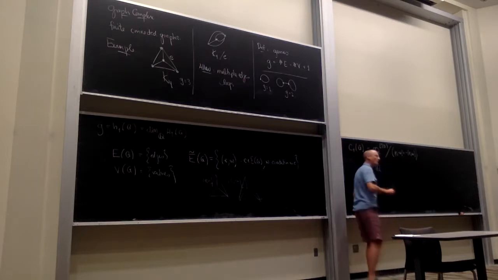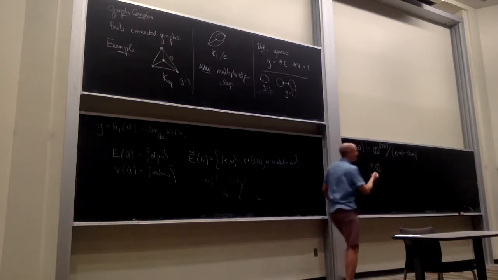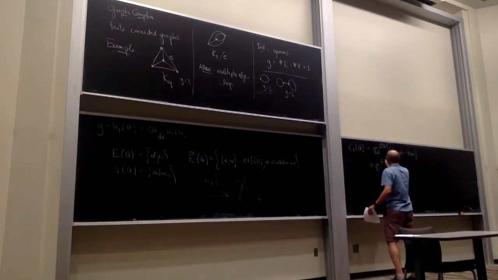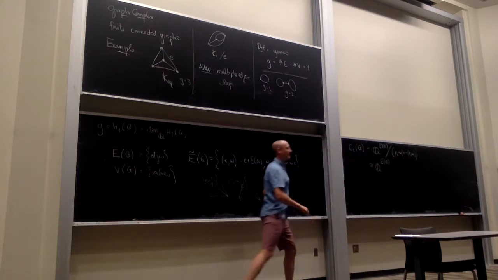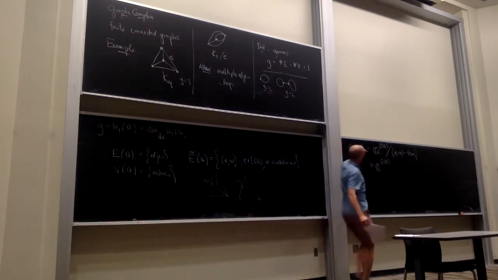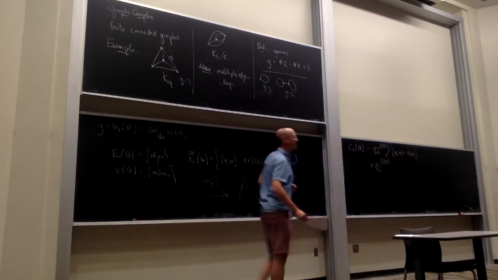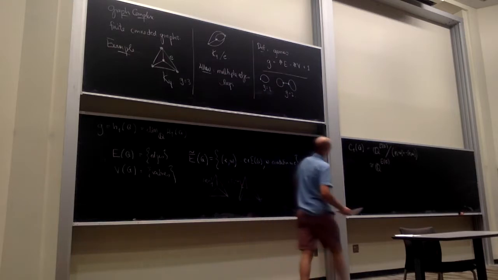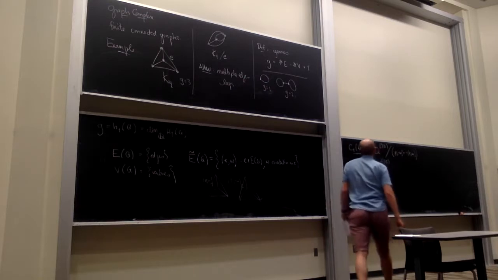So if we chose one orientation that we preferred for each edge, then that would give us an isomorphism to the vector space with basis given by edges. But we want to work with this to avoid making that choice. Because if we made that choice, we would then have to keep track of that choice forever. So this is the object we work with.